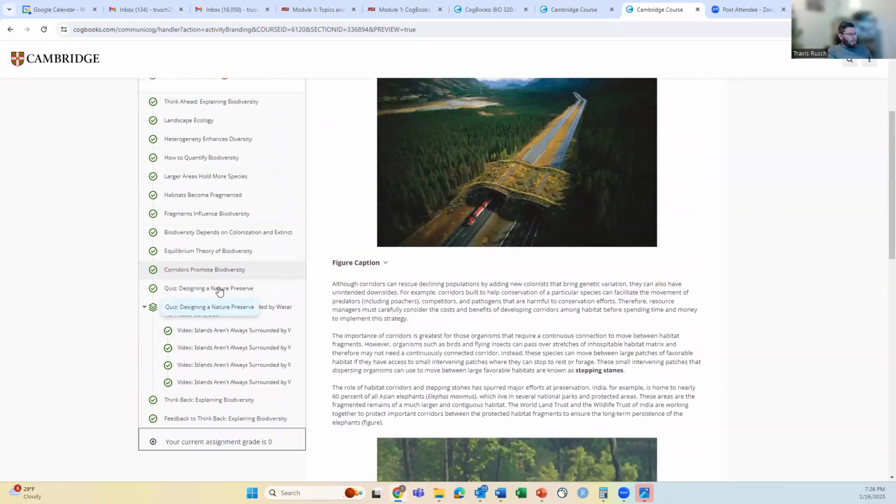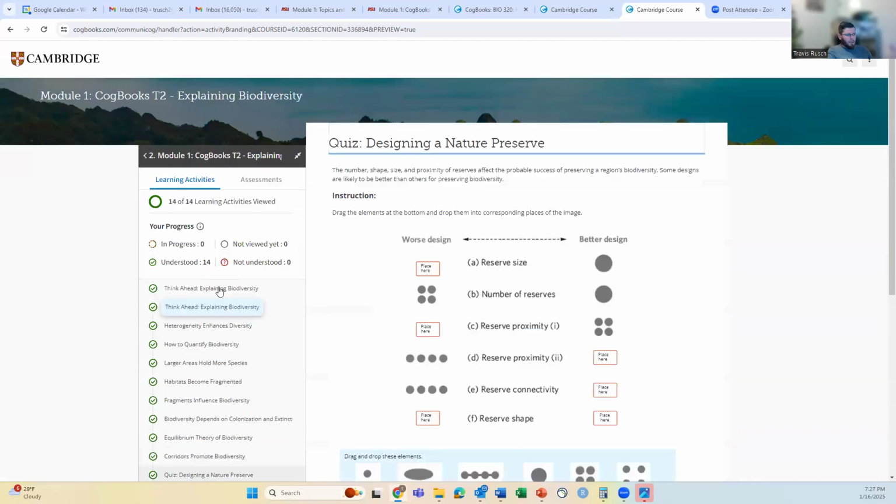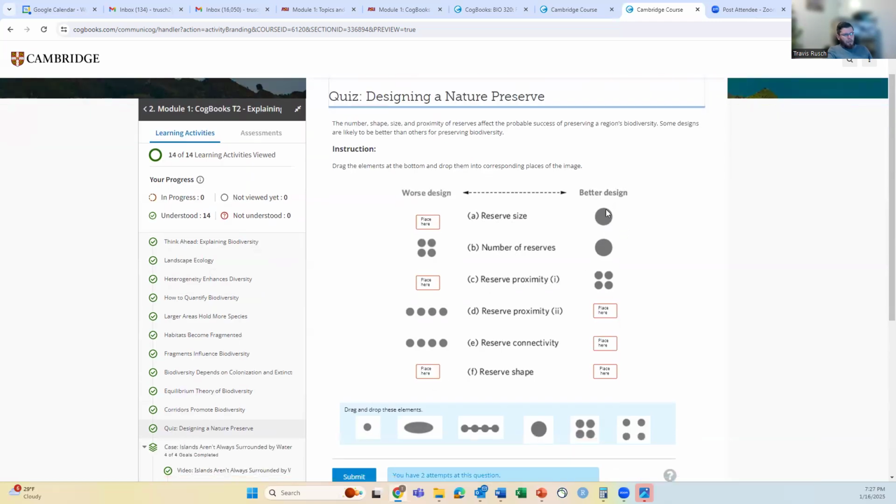Okay. And then it gets into designing a preserve after we talk about the physical shape of the landscape. So for this activity, we can do it together real quick and talk about the answers if we want. On the left, we're going to have a worse or bad design, and on the right, we're going to have a better or good design. And this is talking about reserve size. So if this is our better design, what would be a worse design?